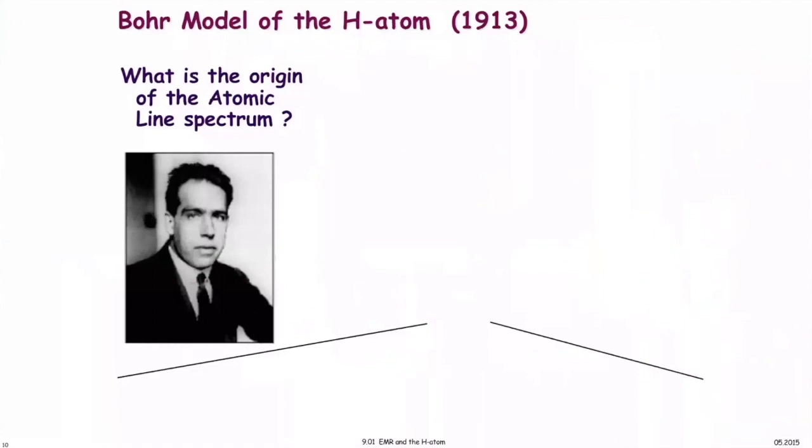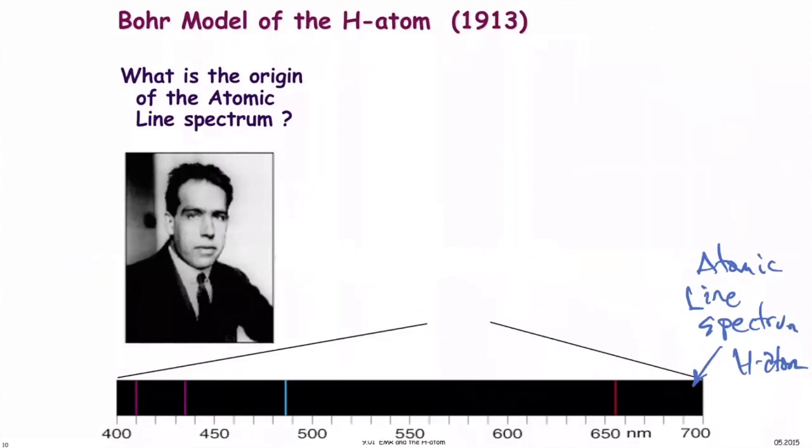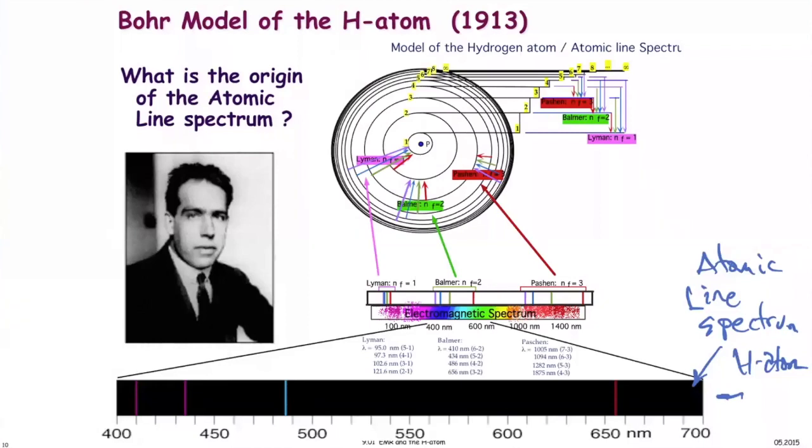So this is Niels Bohr, and he basically looked at the atomic line spectrum of the hydrogen atom, and he tried to decipher exactly how the model of the hydrogen atom can give rise to this atomic line spectrum. And what he did was he said, okay, well, here it is. We have the nucleus right there, and you have all these orbitals that are allowed: n equals 1, n equals 2, n equals 3.